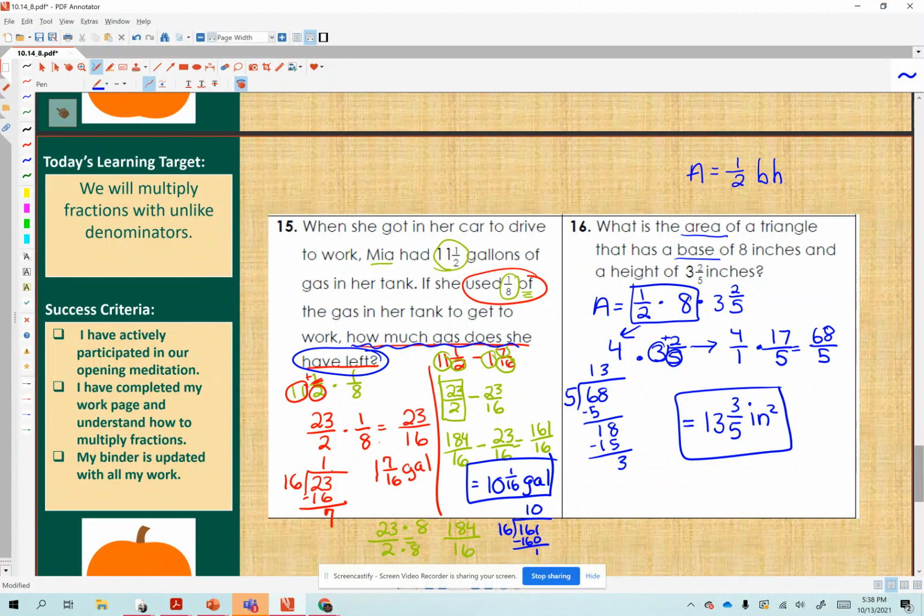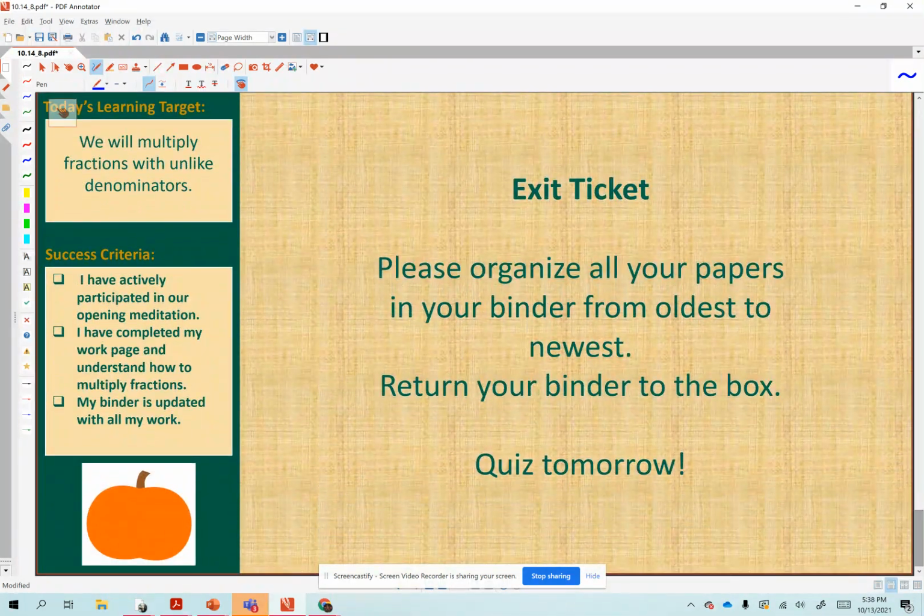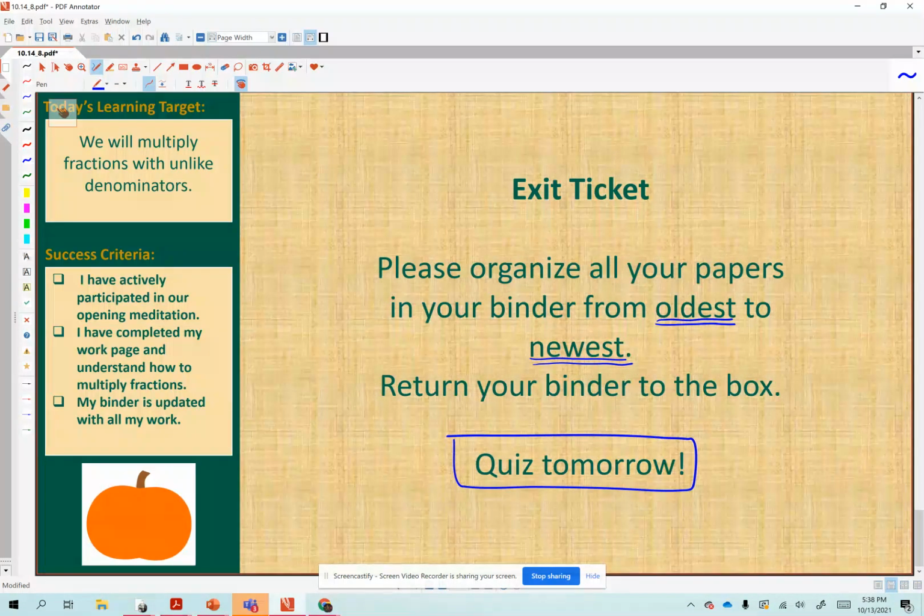And that is our final problem for the day. Please make sure you organize your papers in your binder from the oldest, so that would be the papers from the first day of school are in the front, to the newest. So this paper that you did today should be the last thing in your binder today. And don't forget, tomorrow we have a quiz. There will be 10 problems. So keep working hard and do your best. And I know that with practice, you'll be great.